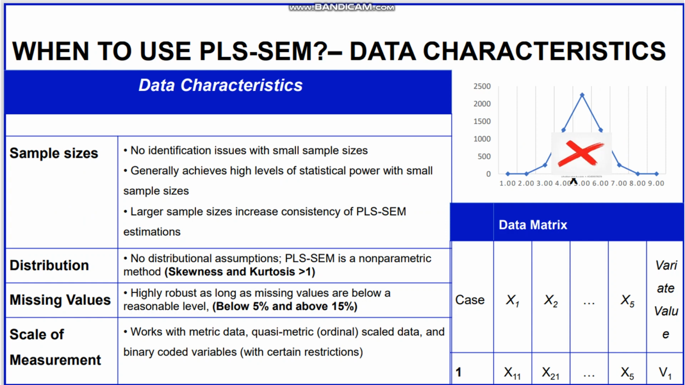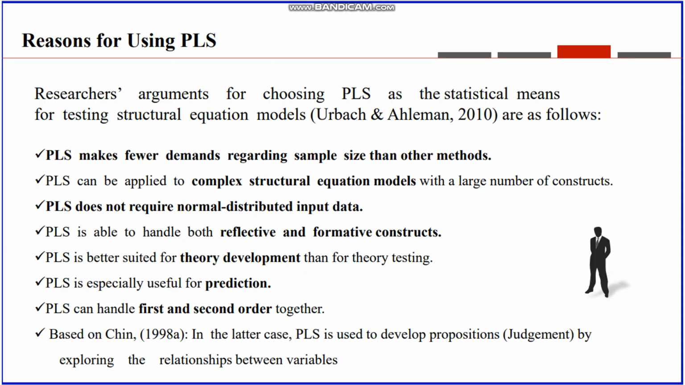And the scale of measurement should be metric. The data should be available to the researcher in a format of rows and columns. Then we can use PLS-SEM. And it also accepts missing values below 5%. So basically, the two most important characteristics of data one needs to observe as a researcher are that there is no requirement of normal distribution and data must be in matrix format. Then you can use PLS-SEM.